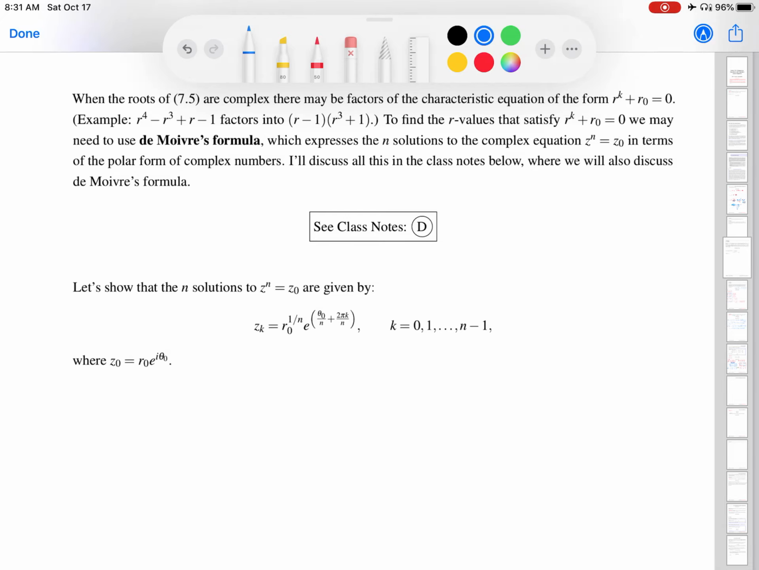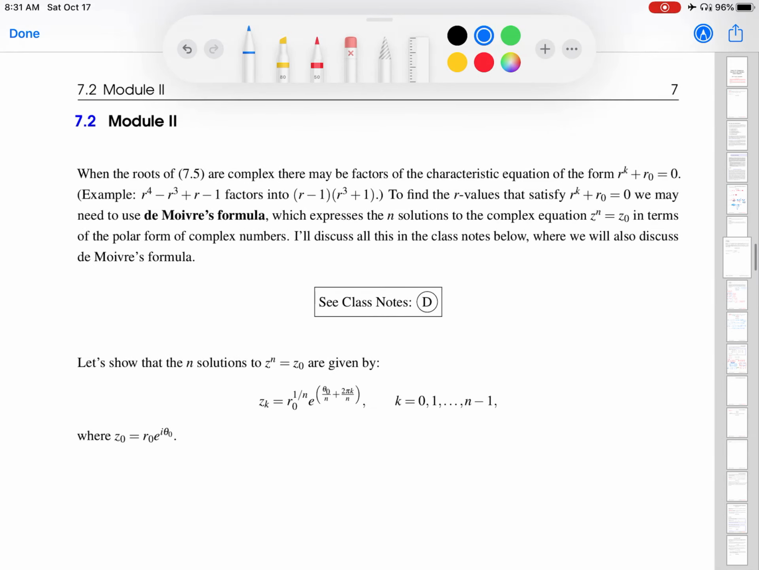We are working on class notes D in lesson 7. In this class notes, I'm going to introduce you to de Moivre's formula and also to the polar form of complex numbers and also to just visualizing complex numbers in general. There's a lot that's going to happen in this class notes, but we will go through it fairly slowly.